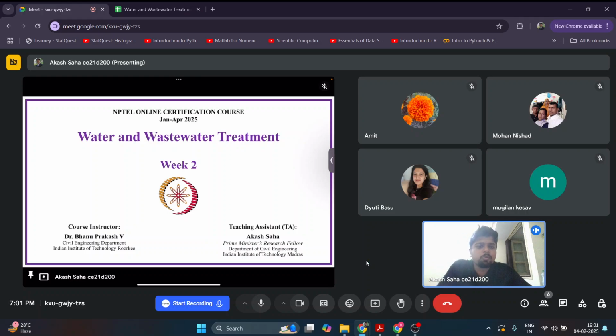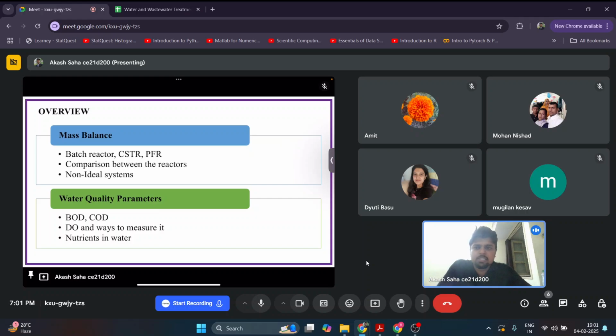As we have seen the basics of water and wastewater treatment in the previous class, we will be moving forward in the same direction, and we discussed the mass balance. In this week's lecture we discussed various types of reactors, starting with the batch reactor, the CSTR, which is the continuously stirred tank reactor, and the PFR, that is the plug flow reactor. And then we made a comparison between all those reactors: what are their volumes, how to calculate the HRTs, what are the different reaction rates, all those things. And we also have seen some non-ideal systems.